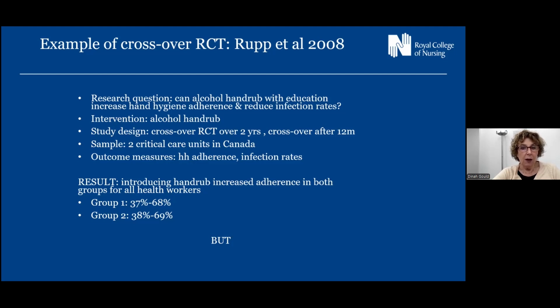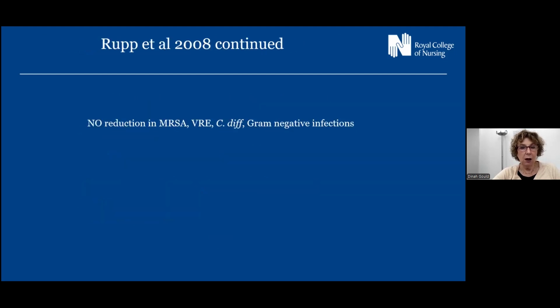Introducing the hand rub increased hand hygiene adherence in both groups, in all the wards. It went up in group 1 from 37% to 68%, and in group 2, very similar, 38 to 69%. But infection rates didn't actually go down. There was no reduction in MRSA, which they measured, in vancomycin-resistant enterococci, or C. diff, or in gram-negative infections that you'll remember from all the talking we did about microbiology.